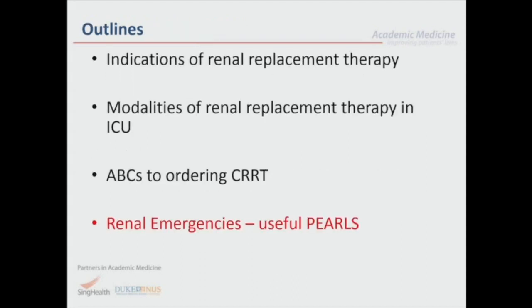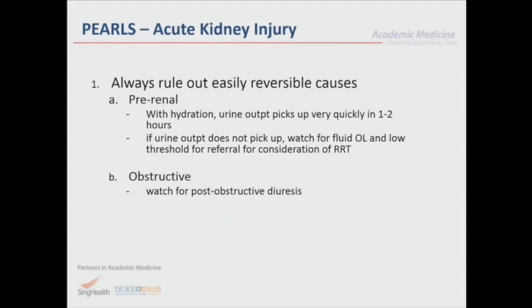Alright, just a last bit on renal emergencies, some useful pearls. Especially in the ICU setting, most patients will have some form of acute renal injury that we usually end up treating with CRT in the meantime. But some easily reversible causes that can be sought at the bedside include pre-renal. Again, this depends a lot on the clinical picture of the patient. Clinically, look at the patient. Is there any edema? Does the patient look dry? Is there any JVP? On the X-ray, does it look overloaded?